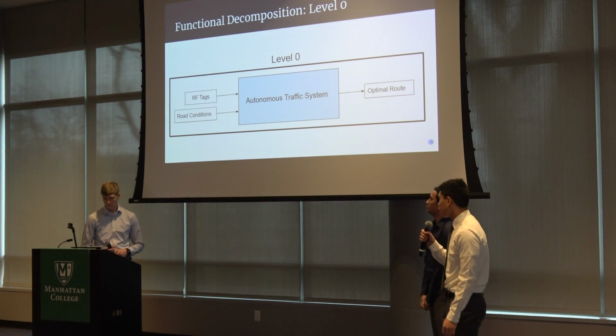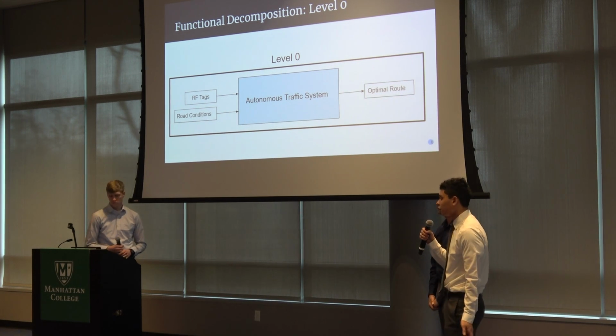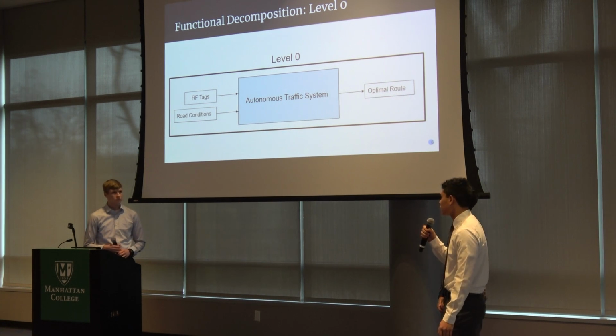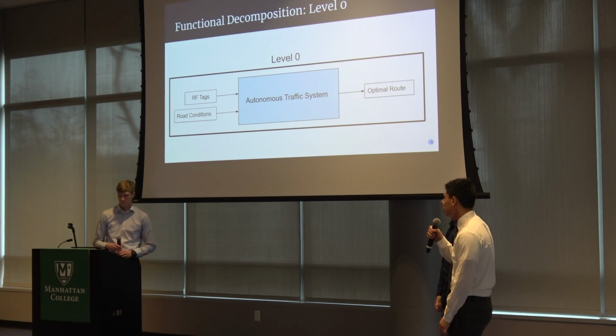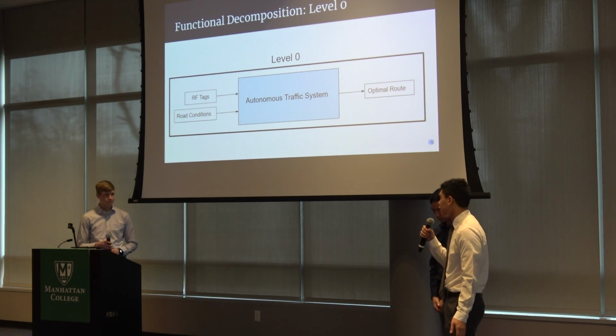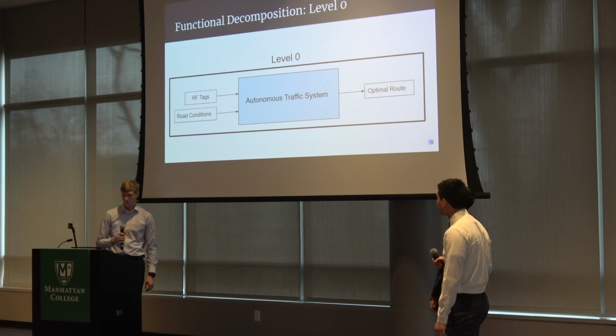So here we have our overall system architecture. We decided to show that through a functional decomposition. So here we have our level 0 with initial inputs of radio frequency tags and road conditions, which go into our autonomous traffic system and output an optimal route for each of the cars in the system.